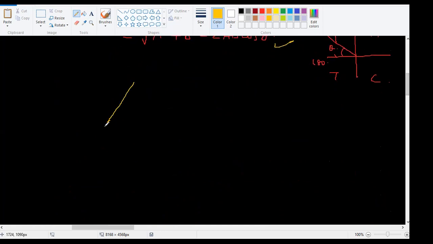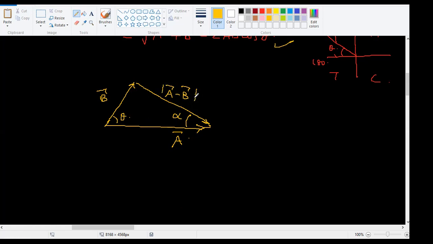So let me redraw it. Maybe in your case, you don't have to redraw it if you are taking it down properly. So this is your A vector. This is your B vector. This is your angle theta. And let's say this is my A minus B. And let's say the angle between the resultant and the first vector is your alpha. So that is the direction which I want. So I know the magnitude over here, A minus B magnitude. I know the magnitude here.